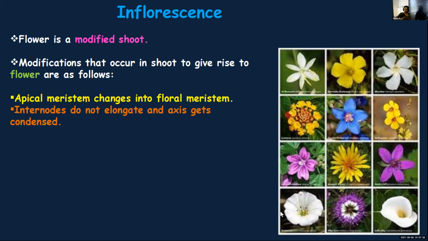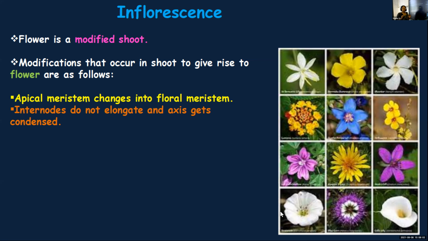First one, the apical meristem. Apical meristem is the meristematic tissue responsible for increasing the length of the stem and the root, and they are present at the tip of the stem and root. But when a shoot has to change into a flower, some changes will take place in that shoot or stem. One is the apical meristem present at the tip of the stem will change into floral meristem, which will divide and lead to the formation of a flower.